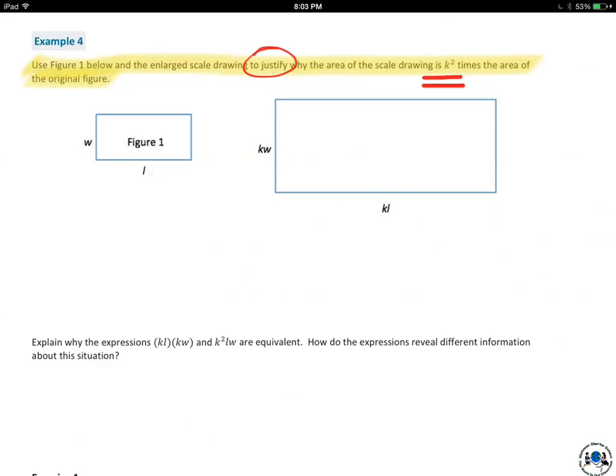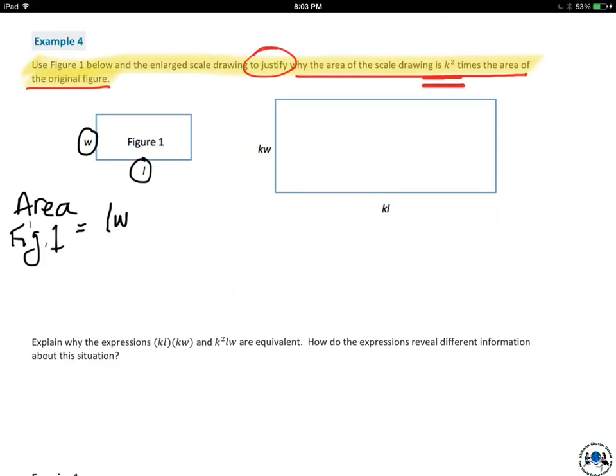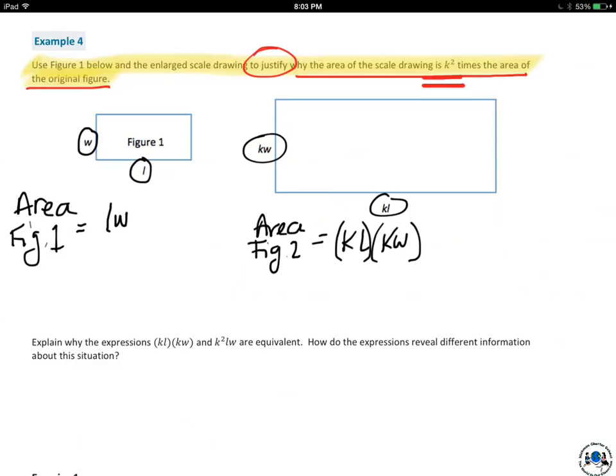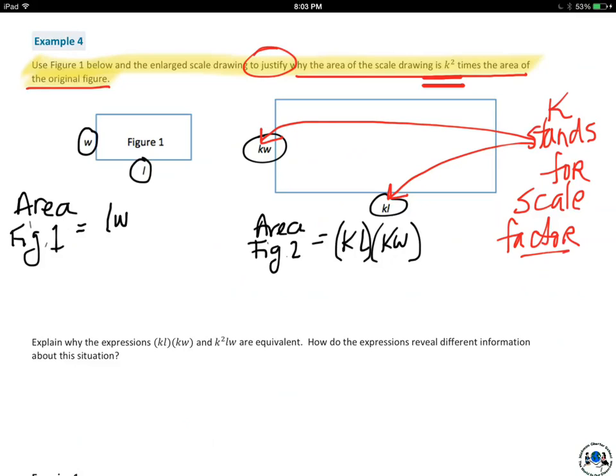All right. And again, we're trying to justify why the area of the scale drawing is K squared times the area of the original drawing. All right. So we have the area of figure 1 equals L times W, and again I'm pretty much rehashing what I just said, but I want to say it enough times and in enough different ways that it'll be easier to understand. Okay, and again the area of figure 2 is KL times KW. Okay, and again that K, of course, stands for the scale factor.